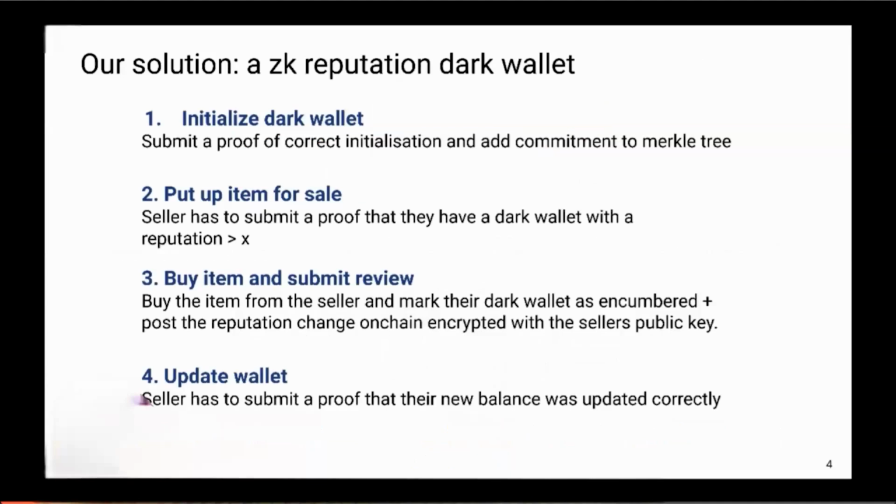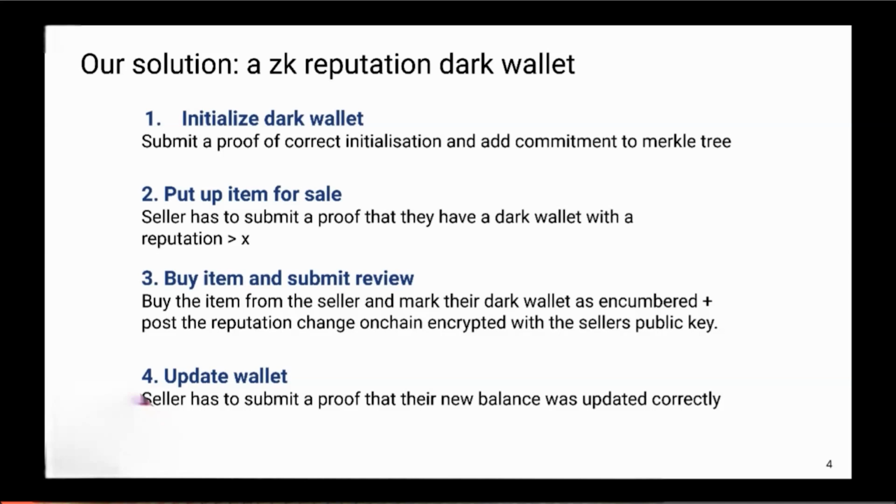So our solution is a ZK, zero knowledge reputation system. First is initializing the dark wallet, which submits a proof of correct initialization and adds a commitment to the Merkle tree. Second is putting up an item for sale. The seller has to submit a proof that they have a dark wallet with a reputation greater than XX, which is basically a score that can be seen in the user dashboard.